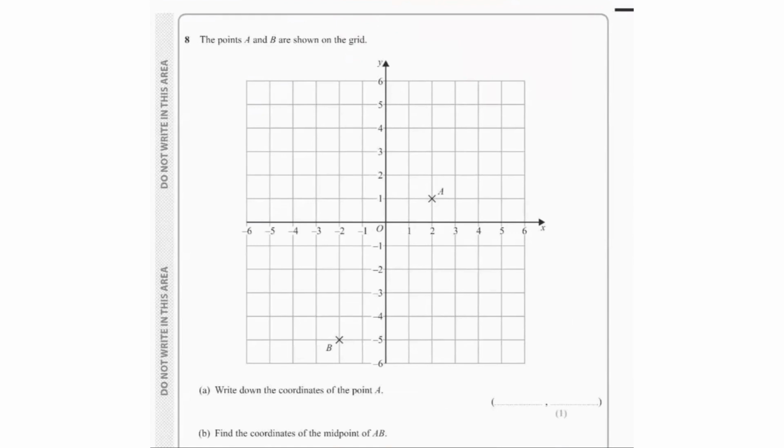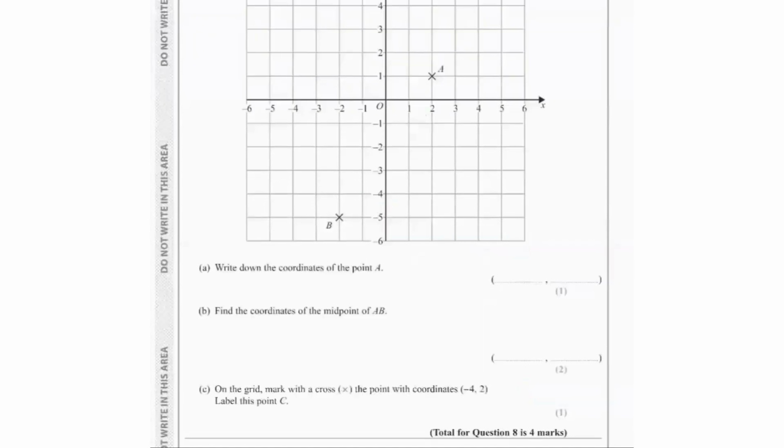Write in the coordinates of the point A. So coordinates are ordered pairs where we write the x value first, then the y value. So this is our x value for A, and this is our y value for A. So that's going to be 2, 1.